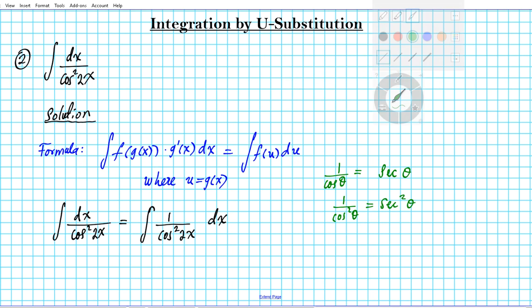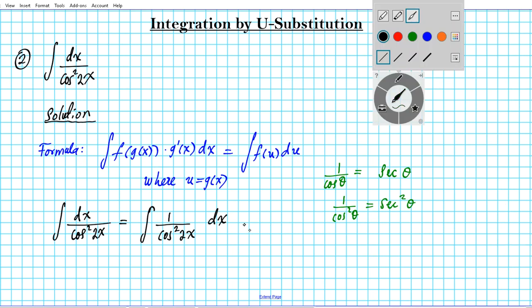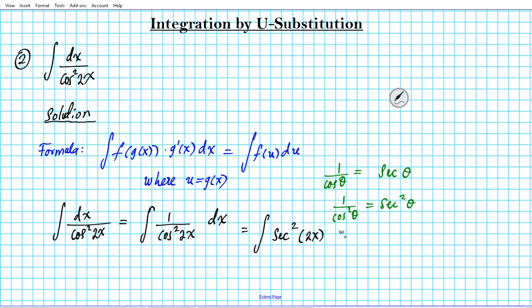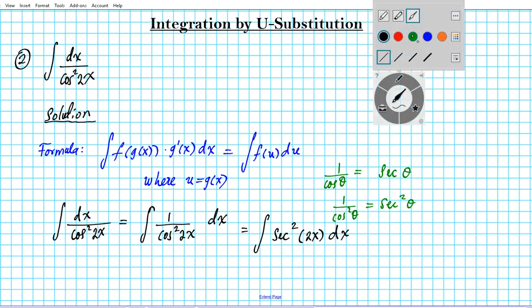Okay, so using our reciprocal identities, we can rewrite this integral as the integral of secant square 2x dx. Now that looks much better. We know that secant square is a known derivative, so we can easily identify what our inner function is. Our inner function here is going to be u. So we say u is 2x.